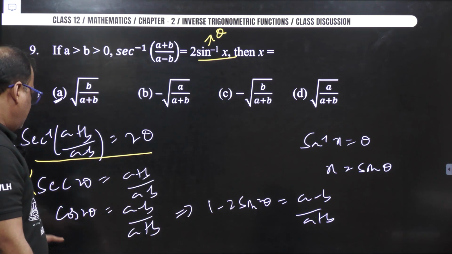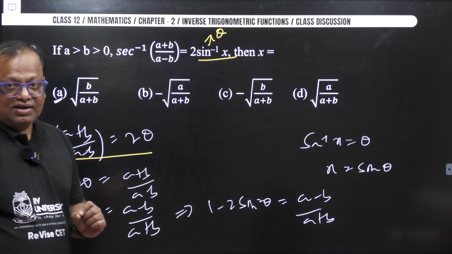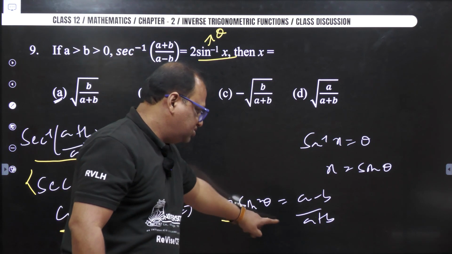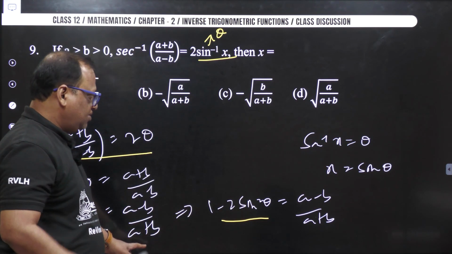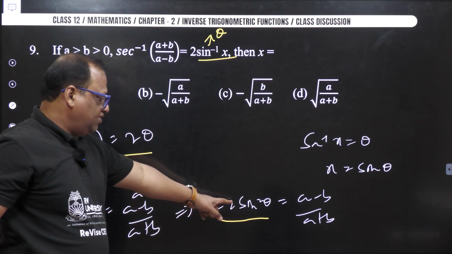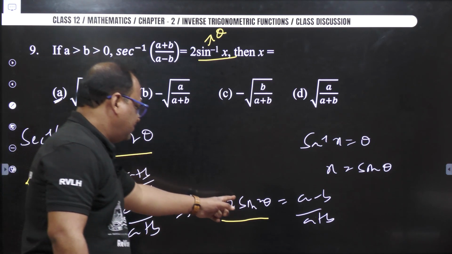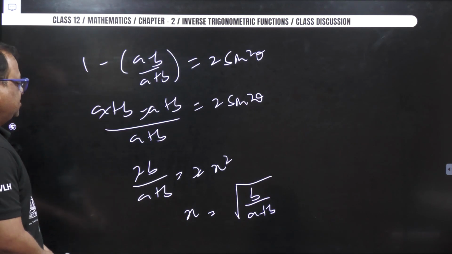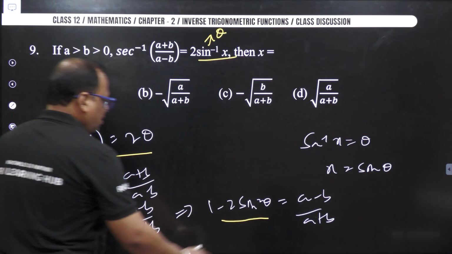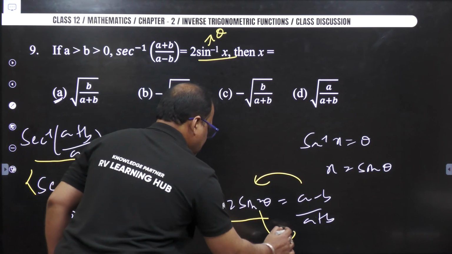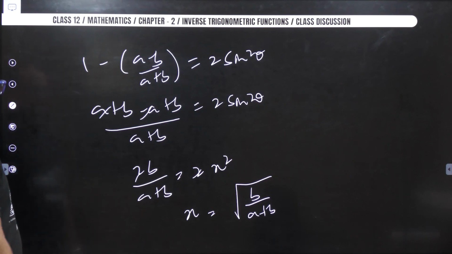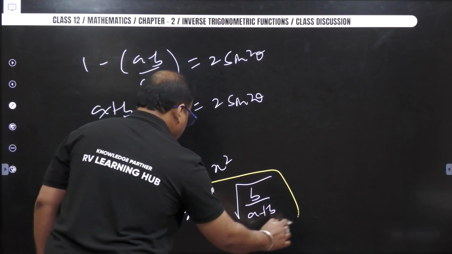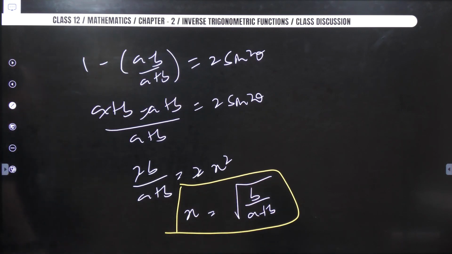Clear? Now, what is cos 2 theta in terms of sin theta? 1 minus 2 sin square theta. So that I have applied. 1 minus 2 sin square theta is equal to a minus b by a plus b. Now find the value of sin square theta. Shift this to the RHS, take this to the LHS. You will get the answer. Okay. This is what I have done. Take this term to the LHS, this to the RHS. Simplify. So what I am going to get here? So x equal to root of b divided by root of a plus b.